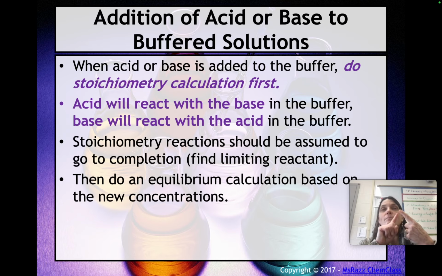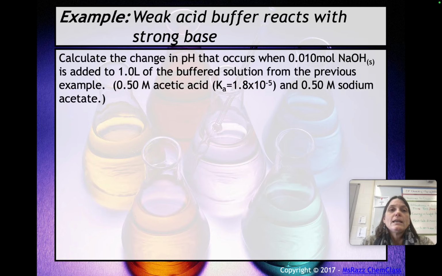We're going to do what I call a BCA chart, which is before, change, after. That's our stoichiometry. And we're going to take those after amounts, and that'll be our initial concentration in our ICE chart. Okay, so let's try it.